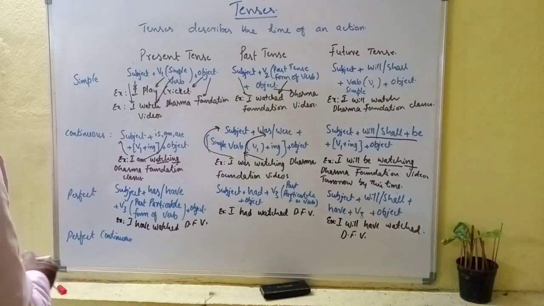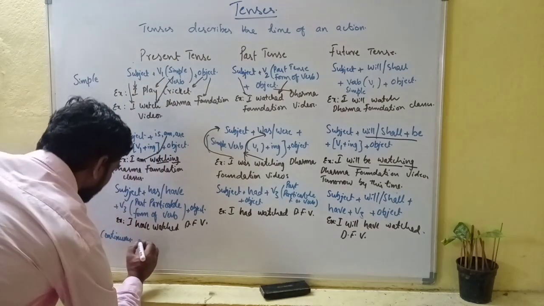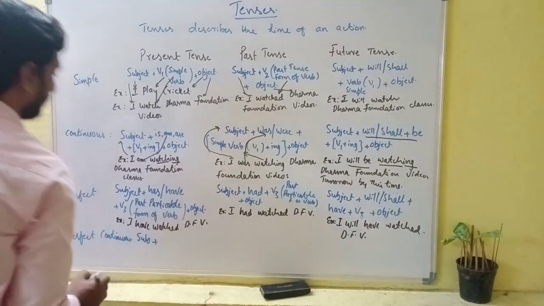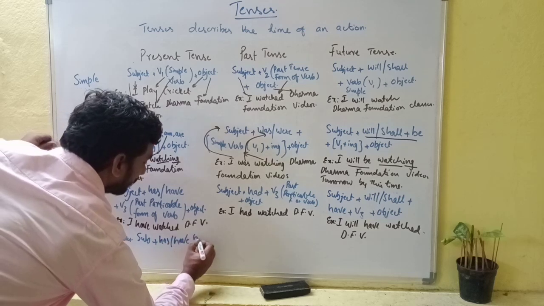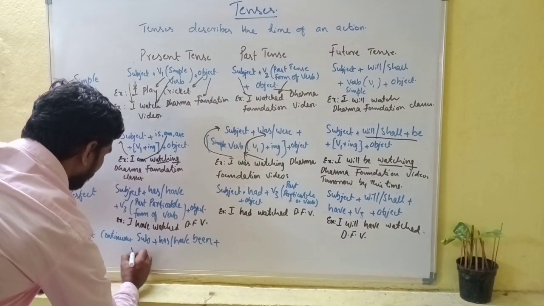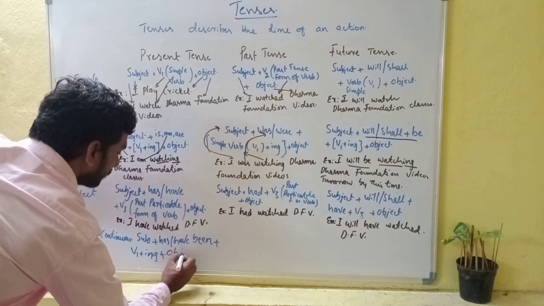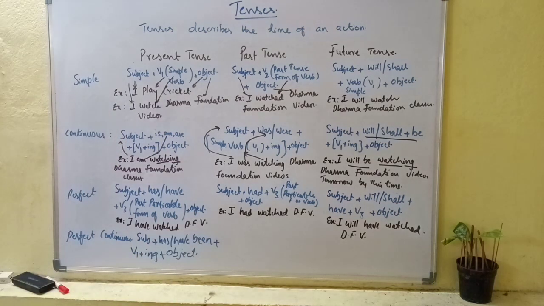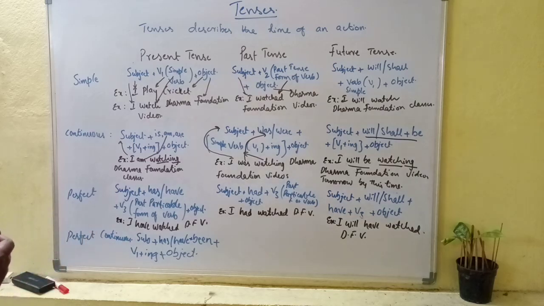Now let's come to the perfect continuous. The structure of present perfect continuous is like subject plus has or have plus been plus V1 plus ing plus object. So in the present perfect continuous tense, the structure is subject plus has or have plus been plus simple verb plus ing plus object.